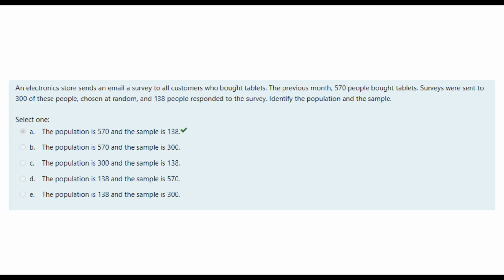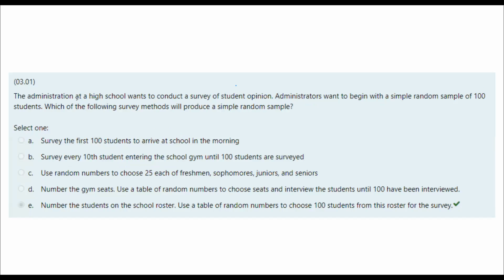Let's go on to this one. Administration at a high school wants to conduct a survey of student opinion. They begin with a simple random sample of 100 students. What survey methods will produce a simple random sample? Okay, so survey the first 100 students. No, that's not random, is it? Because it's just the first 100.